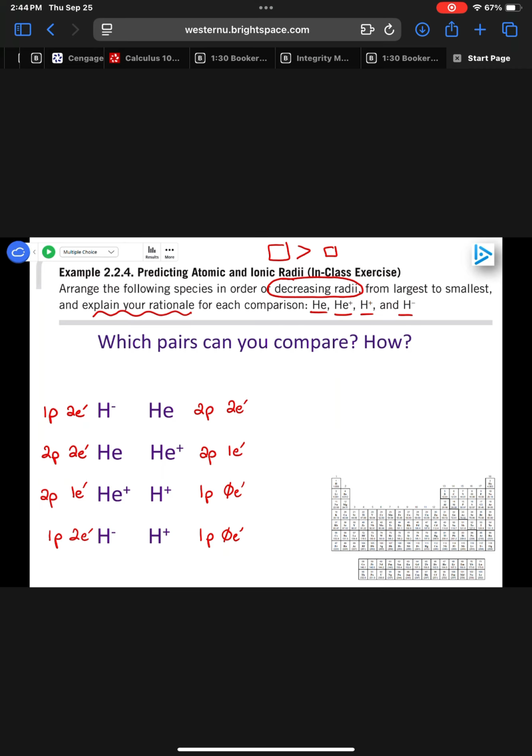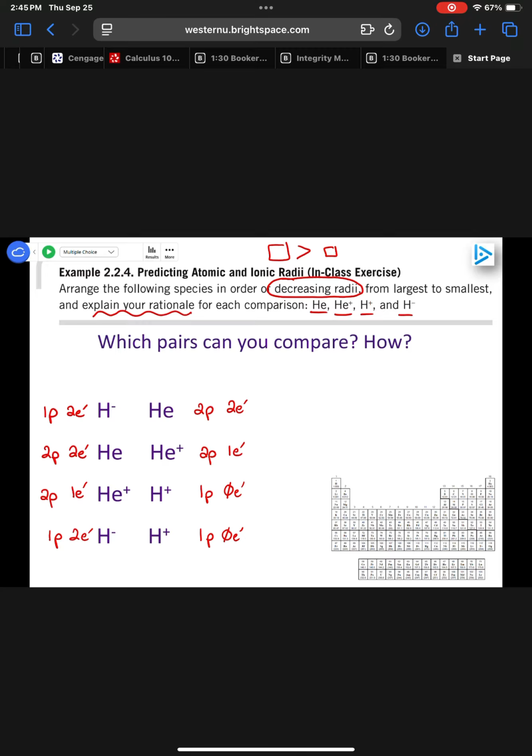And 3, 2, and 1. Okay, who would like to explain their rationale for the first comparison? H minus to helium. How can we make that determination? Which one is bigger? Thank you.